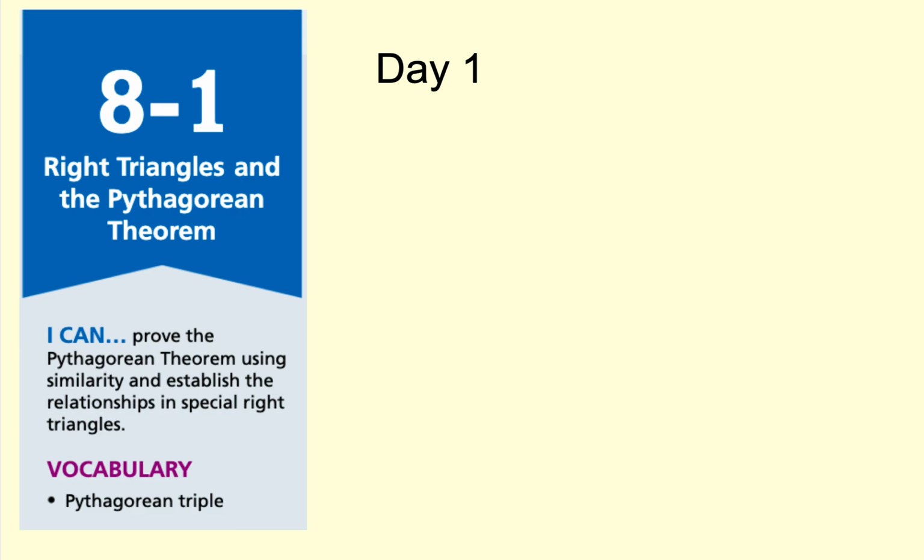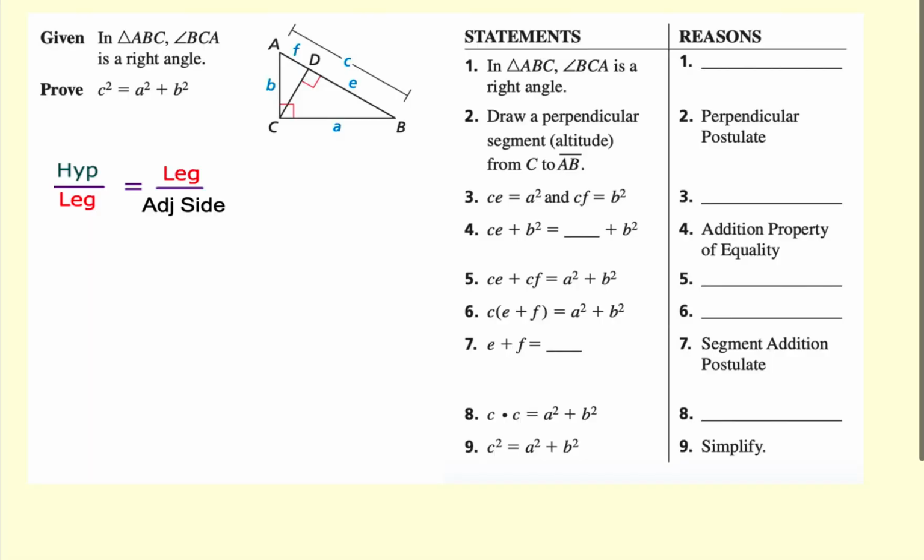Hello Gators, this is 8-1, right triangles and the Pythagorean theorem. I know you've seen the Pythagorean theorem, let's prove it right now. And the way we're going to do it is we're going to use similar triangles in this right triangle with an altitude drawn to the hypotenuse.